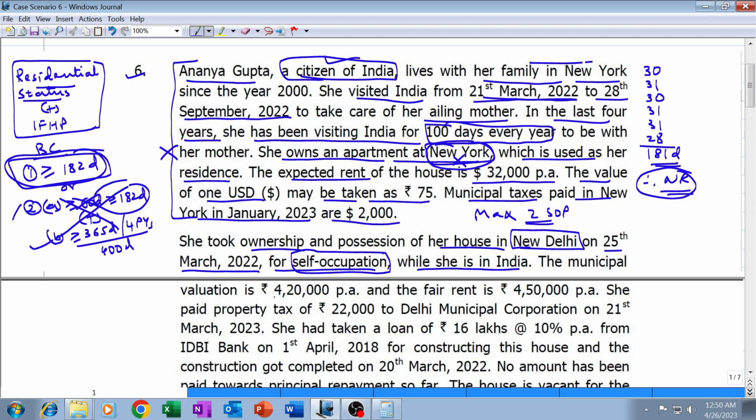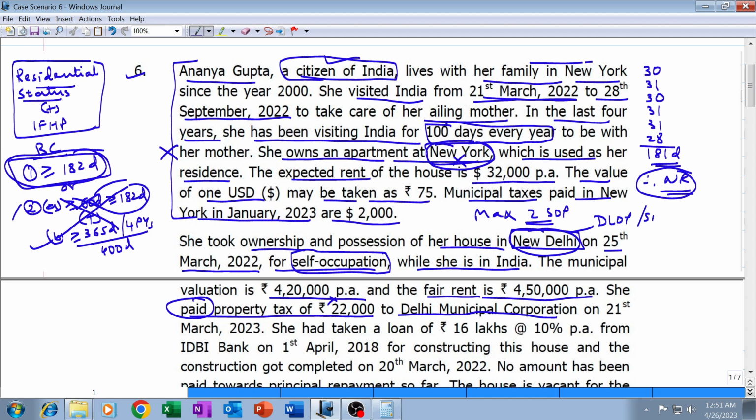The municipal valuation is 4,20,000 per annum. Fair rent is 4,50,000 per annum. And she has paid property tax, that is municipal tax of 22,000, to Delhi Municipal Corporation. However, if this property located at New Delhi in India turns out to be a self-occupied property, then this 22,000 will not be allowed as a deduction. This 22,000 can be allowed as a deduction only when this property at New Delhi turns out to be DLOP, deemed to be let out.